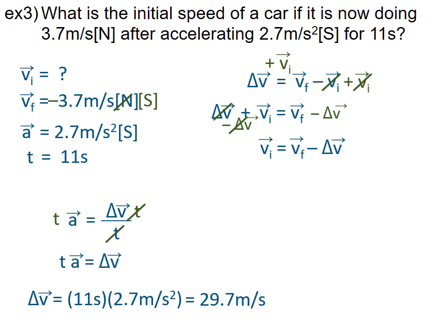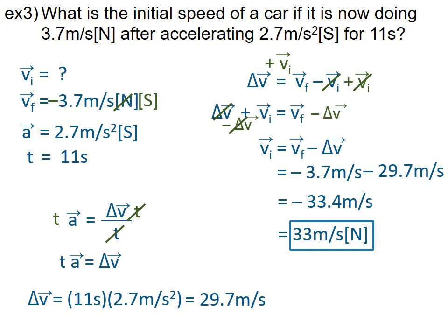Now let's get back to that previous equation, because we now know delta V. So VI equals VF subtract delta V. So VI equals VF, which is negative 3.7 meters per second, subtract delta V, which is 29.7 meters per second, and that's going to give us a final answer after rounding of 33 meters per second north. Our answer came out as negative, and we chose south to be our positive direction. So since we have negative 33.4 meters per second south, we changed that to 33 meters per second north.